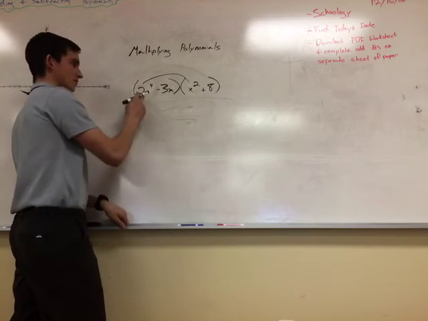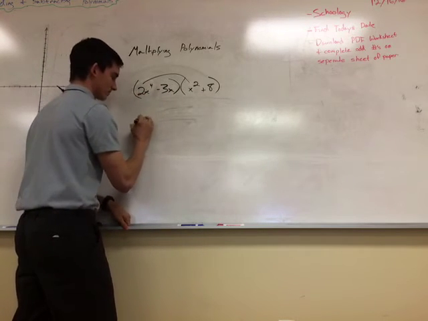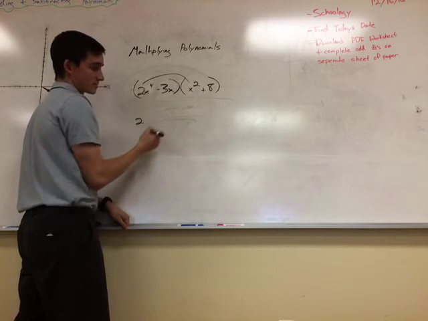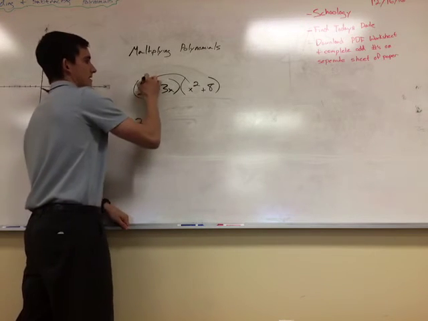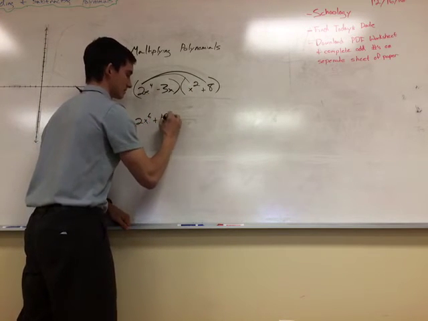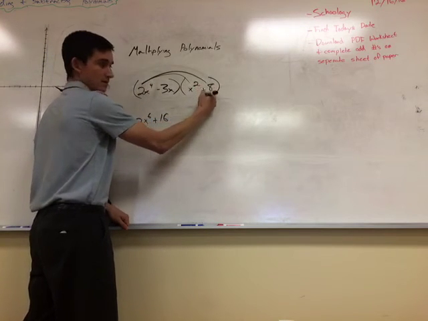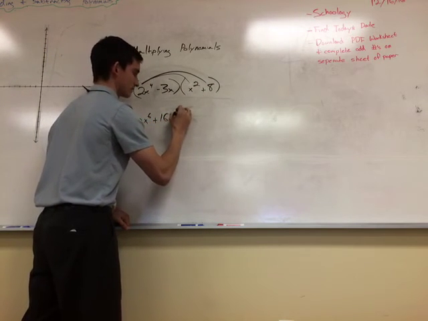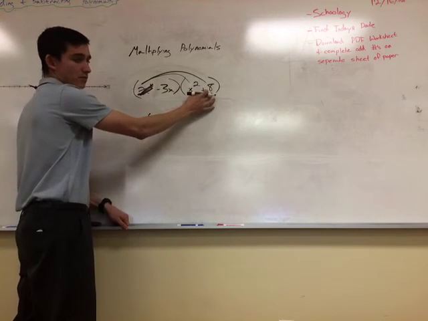So starting off with 2x to the 4th times x squared. 2 times 1 is 2. x to the 4th times x squared is x to the 6th. Okay. Now, next one. 2x to the 4th times 8 is, so 2 times 8 is 16. x to the 4th times, there's nothing here, so it's just x to the 4th. All right, so I'm done using 2x to the 4th. It's been multiplied by both terms in here.